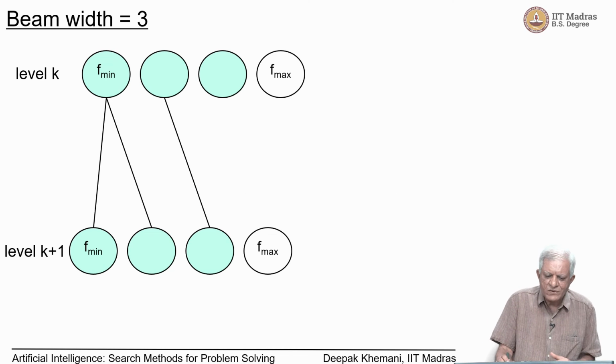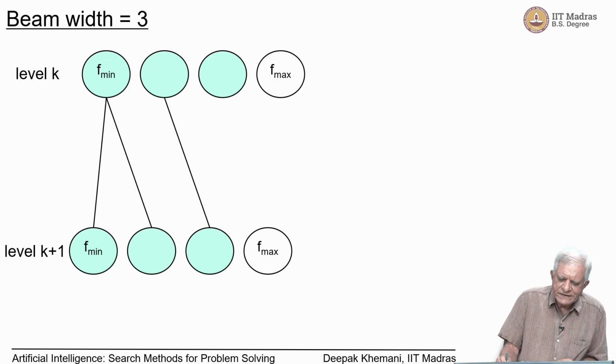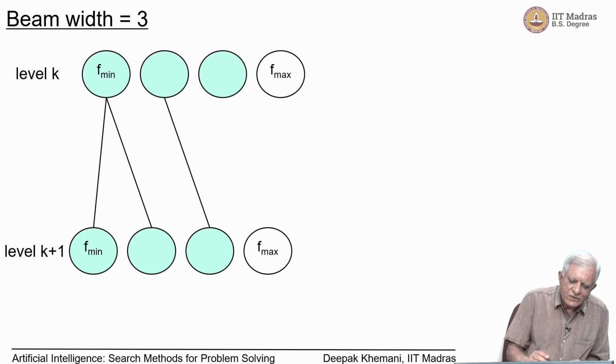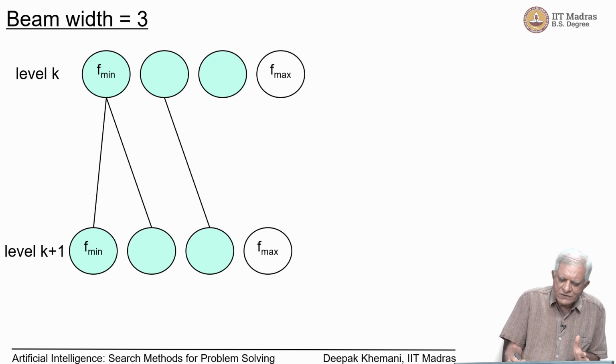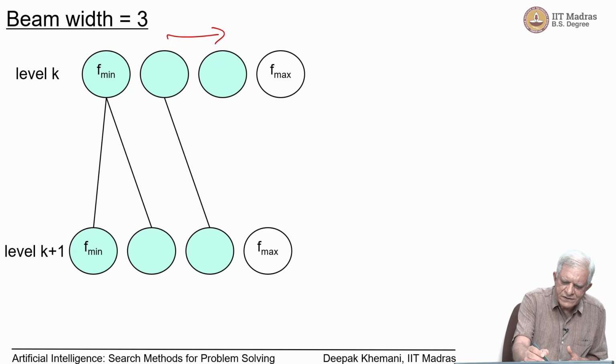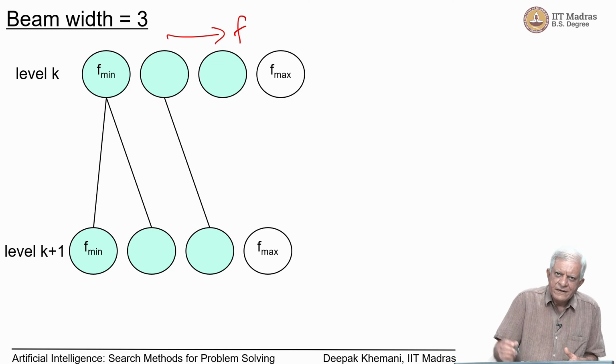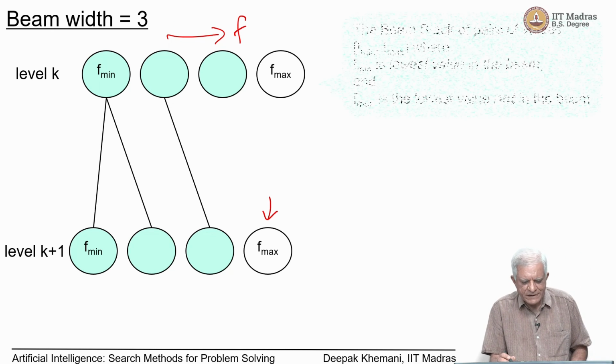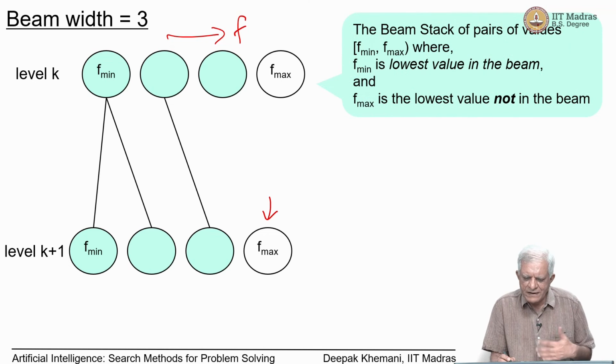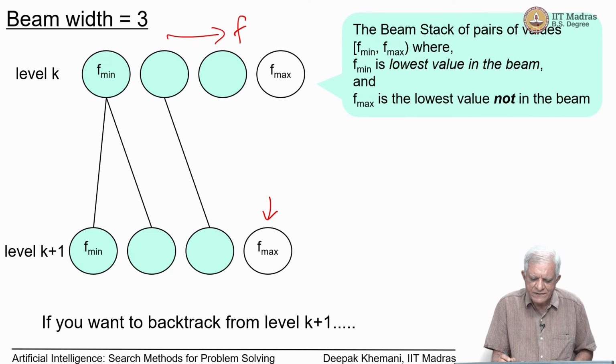So, this is how it looks. Let us say the beam width is 3. So, at every level you are storing 3 nodes. We have seen 2 levels here, level k and level k plus 1, and these are assumed to be sorted with increasing f values. The leftmost node is the cheapest node, and just outside that is f max, which is not in the beam width. So, when it backtracks, it knows where to start the next level from.